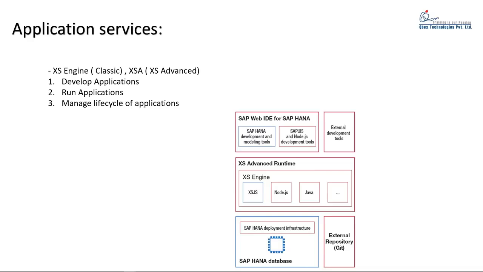That's where the concept of HANA native development comes in, where they go about developing their own custom applications by using HTML5, XSJS, JavaScript, Node.js, or Java, C++, and then they build their own custom applications. So for this scenario, SAP HANA also gives you the application services where customers can develop or build their own custom applications. That's where they give application services.